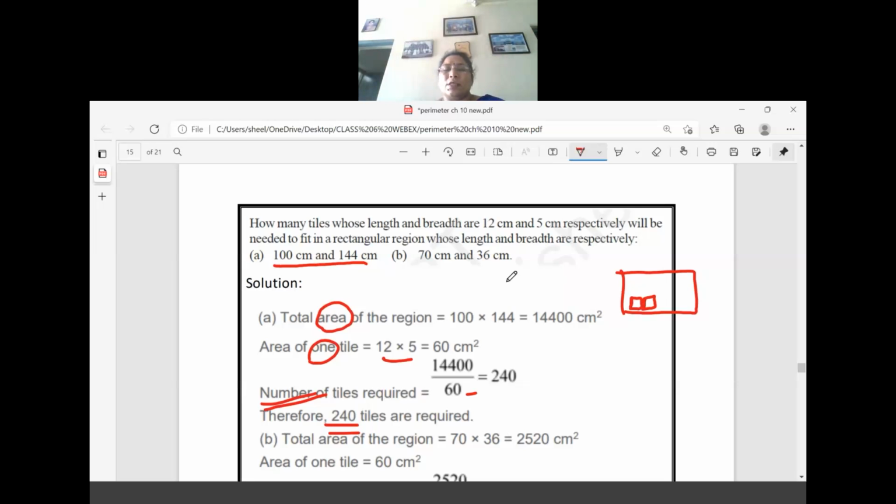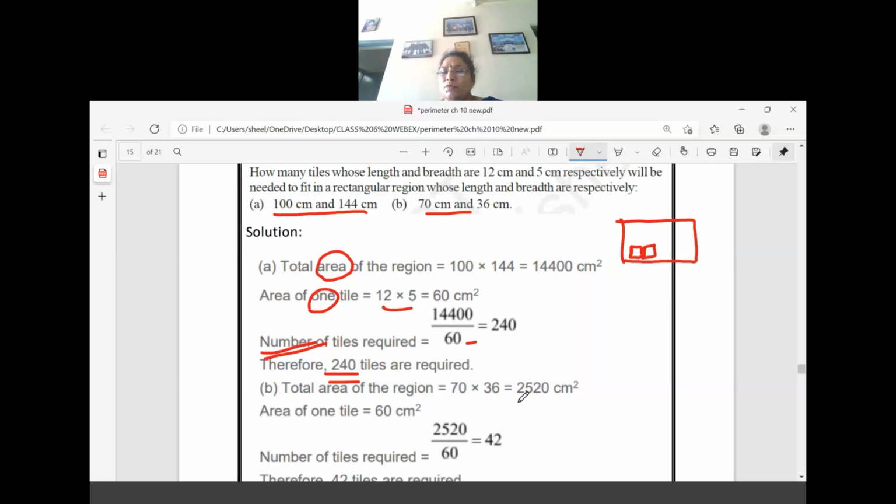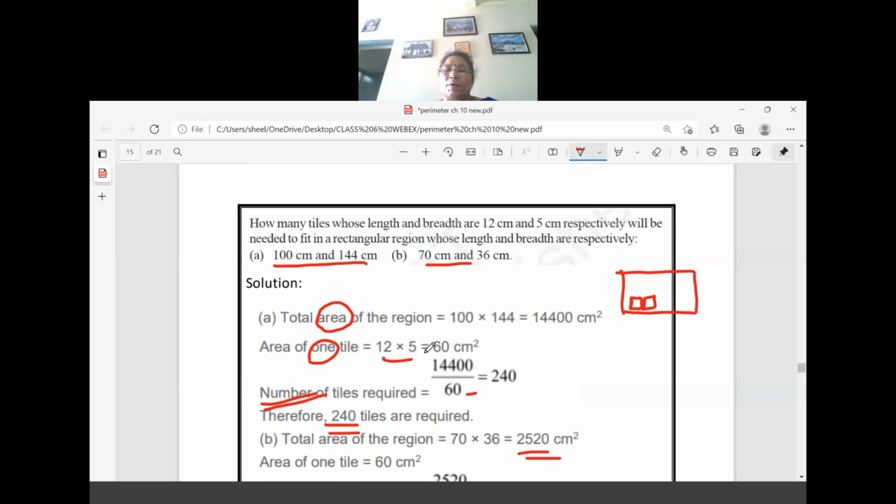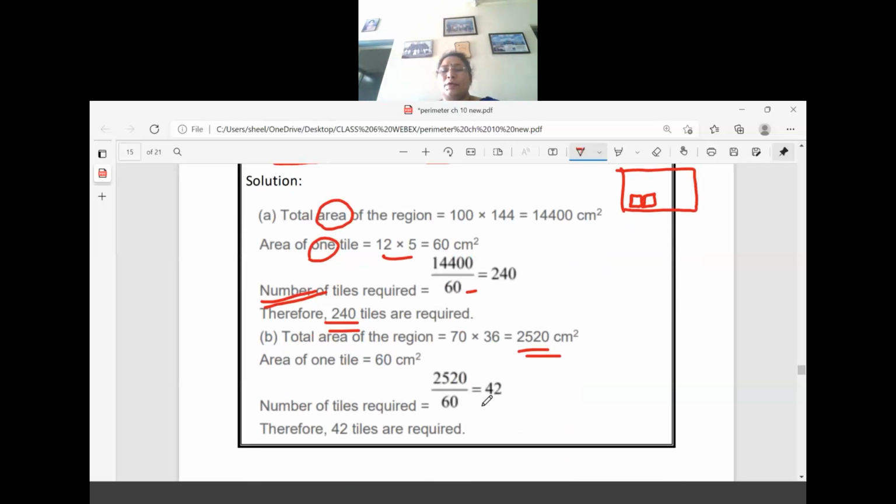Now the next question, the total area of the region is 70 centimeter and 36 centimeter only. So the total area of the region we got is 2520 only. Now the area of one tile is again 12 into 5, which is 60. 2520 by 60 is equal to 42 only. Therefore 42 tiles are required only, right?